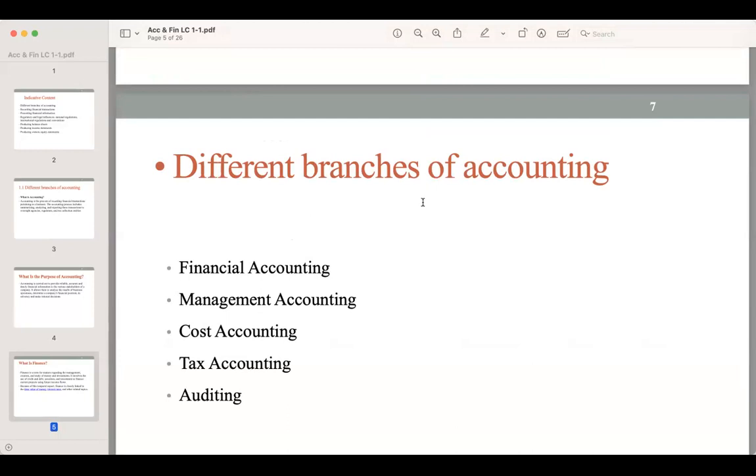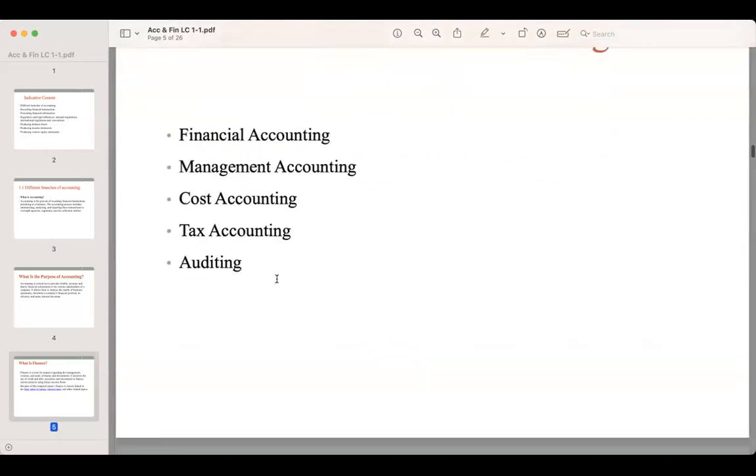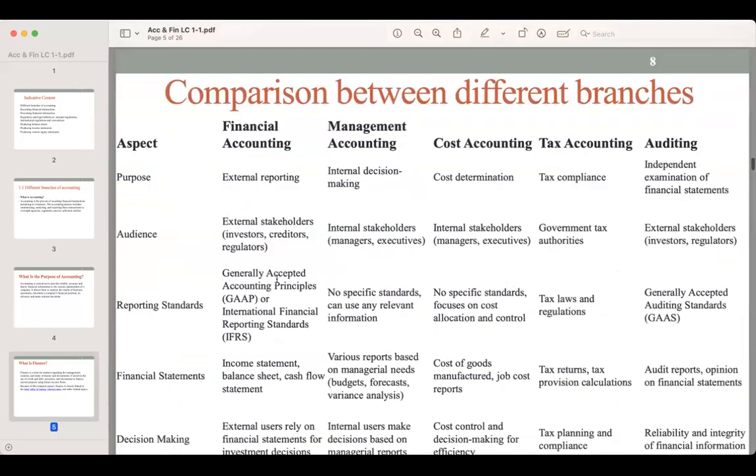So the first one is financial accounting, external reporting. Financial accounting is all about recording, summarizing, and reporting financial transactions of a business. It focuses on providing accurate and reliable financial information to external users such as investors, creditors, and regulators.